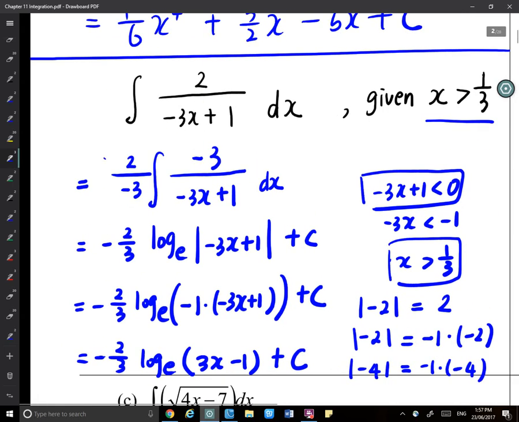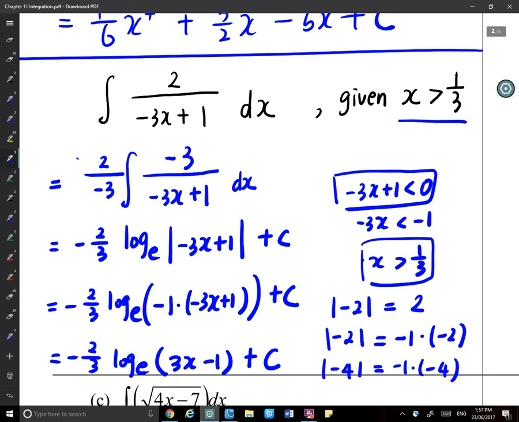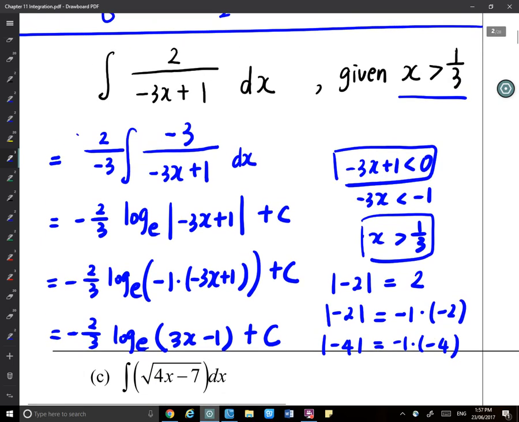Well, when the domain is given, it's not good enough to stay here, because you can't actually get your number out of the absolute value. That will change to this: 3x minus 1. Test 3x minus 1. We put a third in, and for x greater than a third, that number is greater than 0, which is good. So that's your final answer.